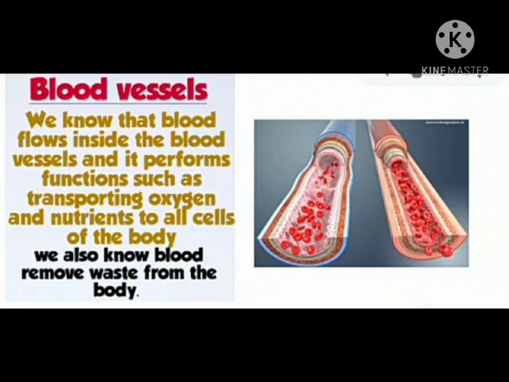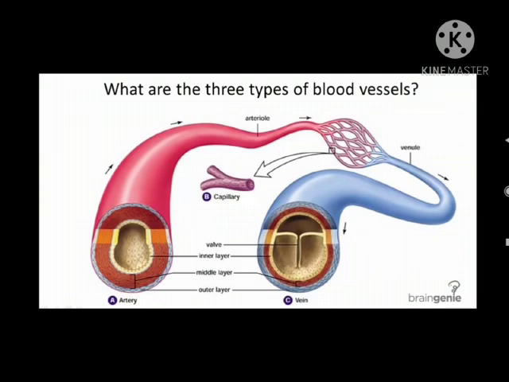Now blood vessels, we all know that blood flows inside the blood vessels and it performs functions such as transporting oxygen and nutrients to all cells of the body. We also know that blood removes waste from the different parts of the body, right? And these blood vessels run between the heart and the rest of the body. There are three main types of blood vessels in our body, that is your arteries, veins and capillaries.